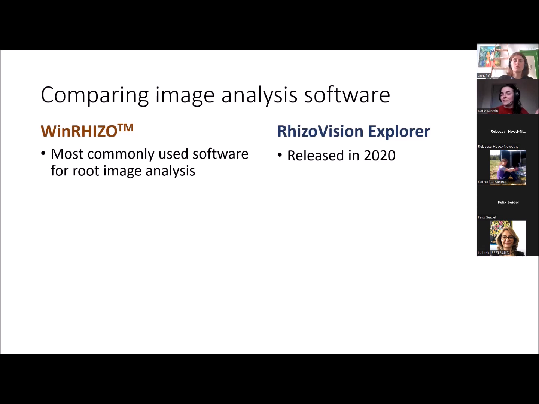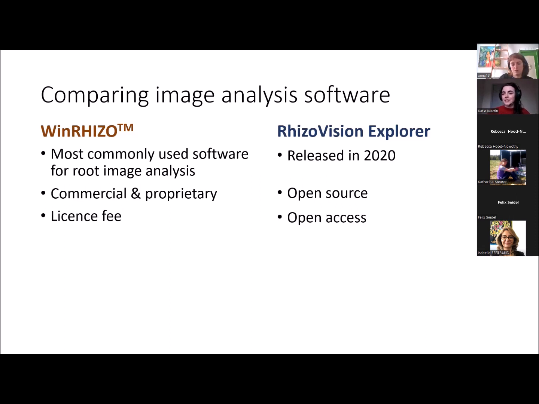So WinRhizo, as I mentioned, is one that some of you may have heard of before. It's one of the most commonly used software for root analysis and is used in a lot of publications, whereas Rhizovision Explorer is a relatively new software that was only released about 2 years ago. WinRhizo is a commercial software, so because it's commercial and proprietary, it means that all of the mechanisms it uses to measure and analyze roots, we don't always know, whereas Rhizovision Explorer is actually open source.